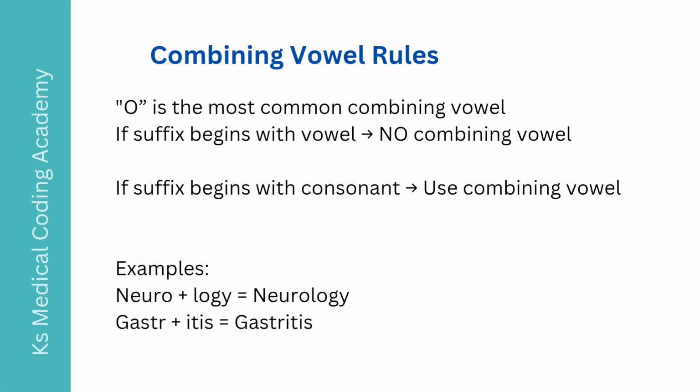Combining vowels connect root words and suffixes. If the suffix begins with a vowel, do not add a combining vowel. Example: gastr plus itis equals gastritis. If the suffix begins with a consonant, use the vowel O. Example: neur plus O plus logy equals neurology.